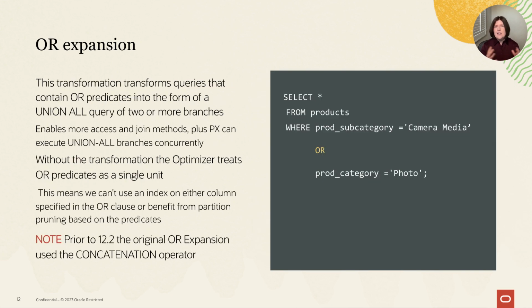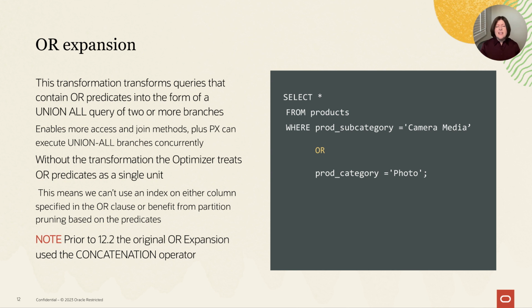I want to move on now and talk about OR expansion. That's the next transformation. What OR expansion will work on is queries where we've got a where clause predicate that has 2 or more branches in an OR statement. And the reason we want to transform these queries is that by default, the optimizer is going to look at that where clause predicate that contains the OR statement as a single clause. In other words, if I have indexes on any of the columns referenced in that where clause, I can't use them. It's operating on that clause as a whole.